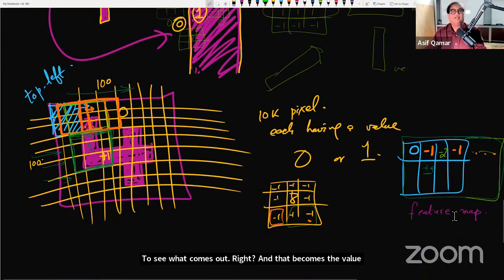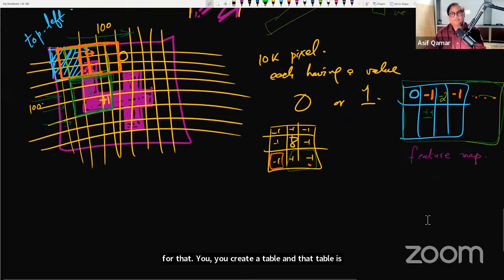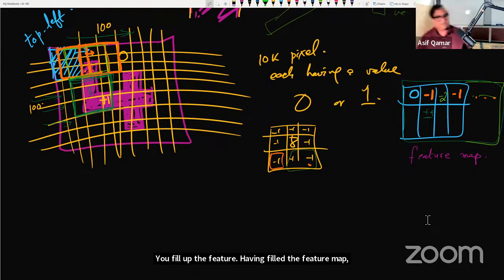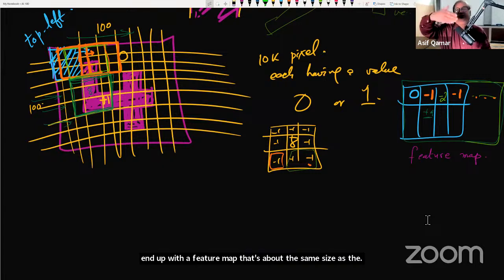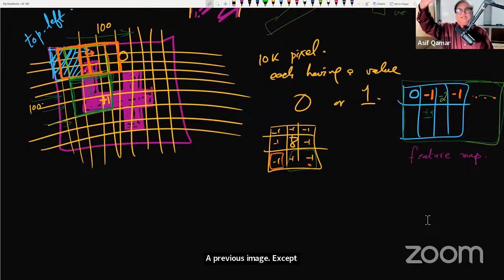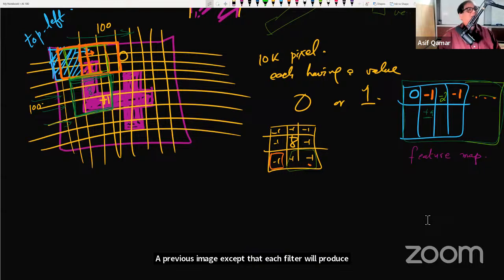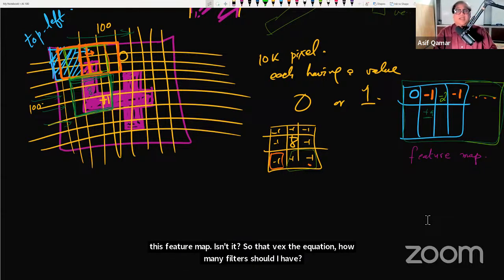You create a table, and that table is called the feature map. You fill up the feature map. Having filled the feature map, you do one more thing, and this is a place where we would get forward. A feature map is good, and after you have done a little bit of padding, etc., that we talked about, you would end up with a feature map that's about the same size as the previous image, except that each filter will produce its own feature map, isn't it? So that begs the question, how many filters should I have? 1, 2, how many should I have?